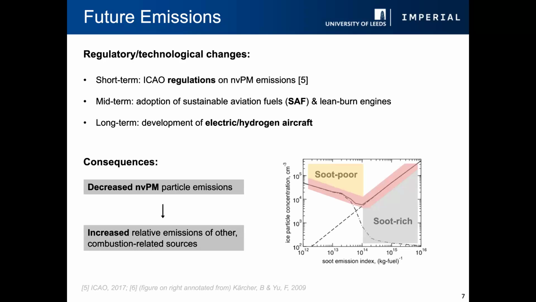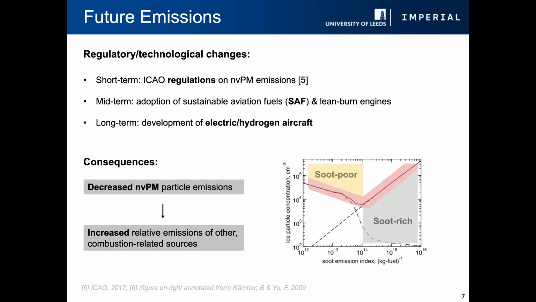And we really don't know where we lie on this graph here, which is showing how the ice particle concentration in the contrail depends on the soot particle emissions. So we're kind of up here now, where there's a one-to-one relationship pretty much between the number of ice particles and the number of soot particles.